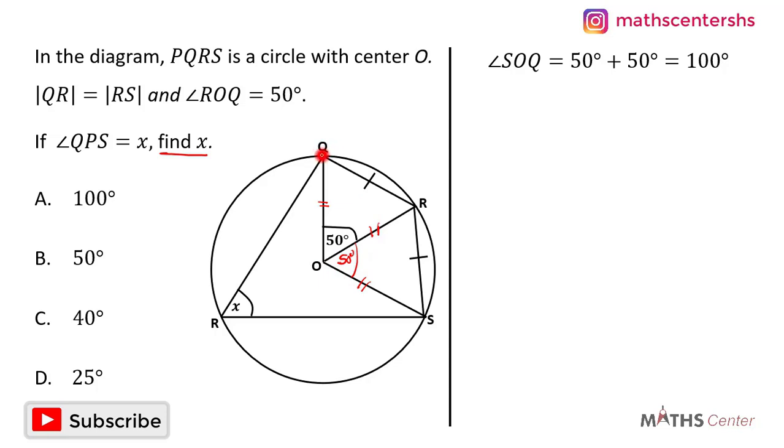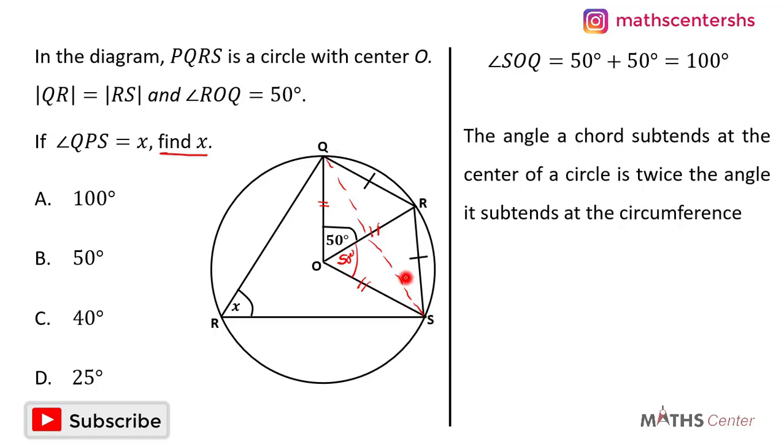Let's join the point Q to the point S to get the chord QS. We now have the chord QS. One of the theorems of a circle is that in a circle, the angle a chord subtends at the center of the circle is 2 times or twice the angle it subtends at the circumference. So here, the angle the chord QS subtends at the center is 2 times the angle the same chord QS will subtend at the circumference.